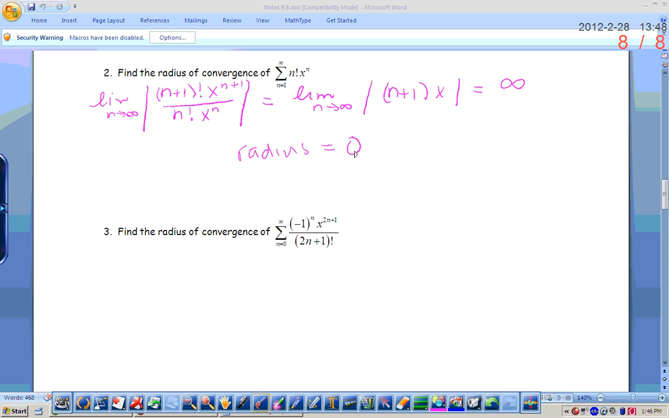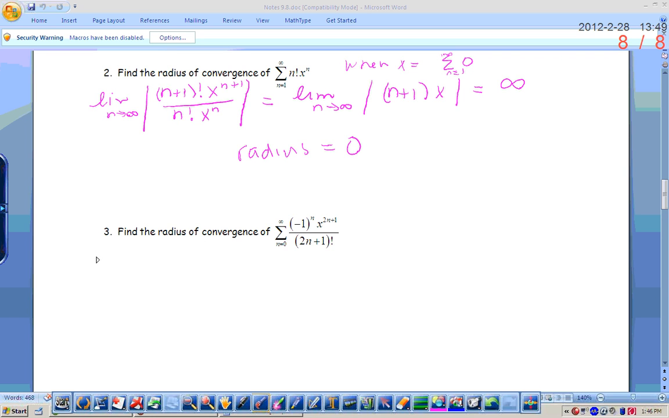Okay, so no matter what, a series will always converge at its centering point. In this case, it's centered at x equals 0. So n factorial times 0 is just 0. So when x equals 0, I've got the sum of 0 from n equals 1 to infinity, which is 0 plus 0 plus 0 plus 0, which is 0, and it converges. Yes, so if your limit equals infinity, the radius will always be 0.